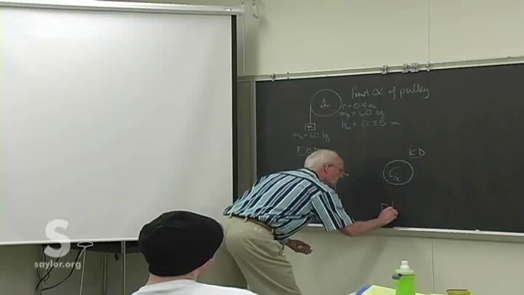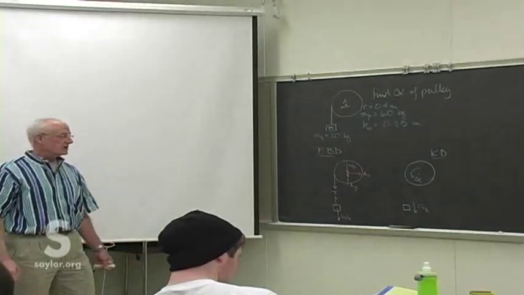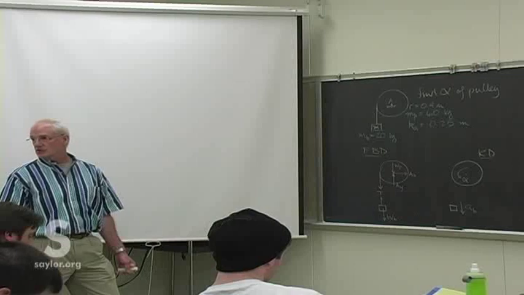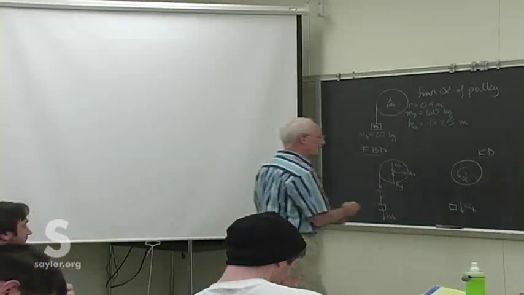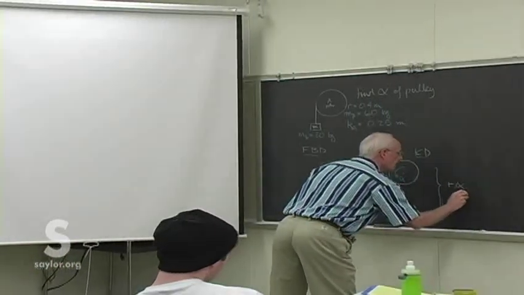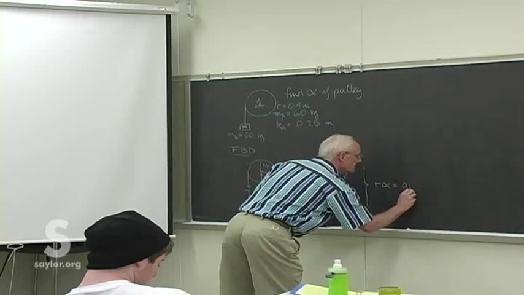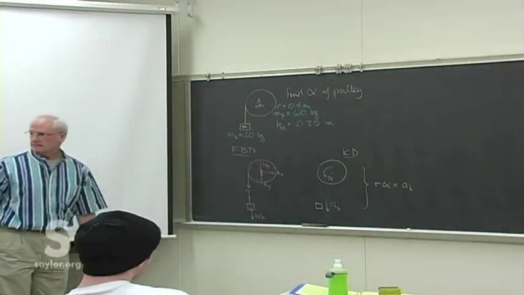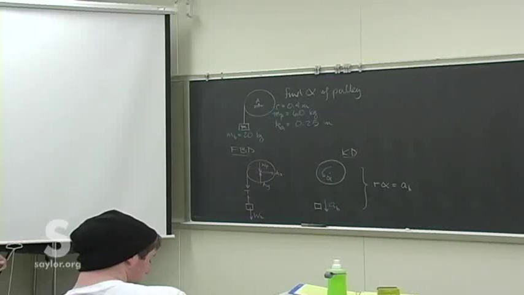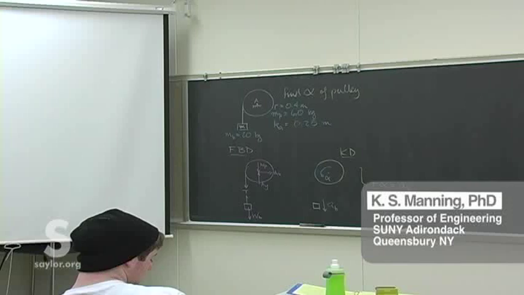The block will have some translational acceleration, and of course those two are related. R alpha, where R is the radius of the pulley, is going to be the acceleration of the block. How can I say that? That's a bit of an assumption, but I talked about it the other day. Remember what I called that?